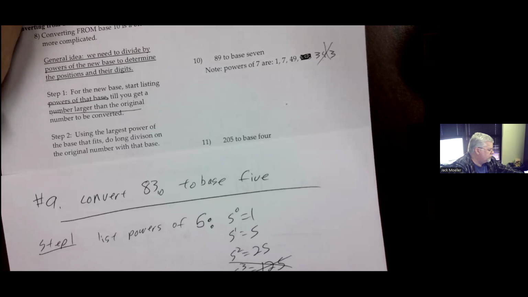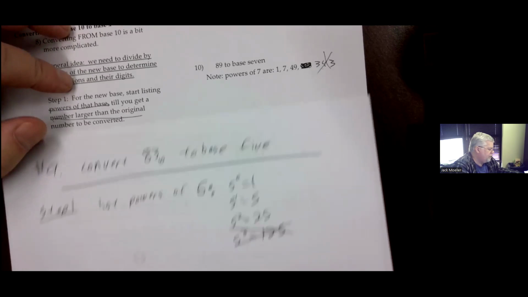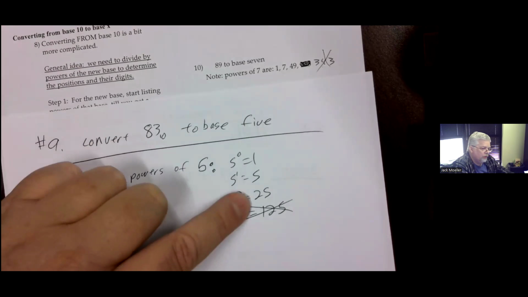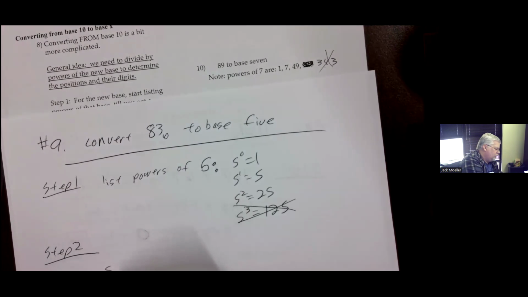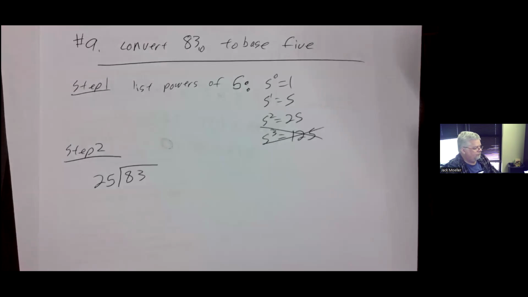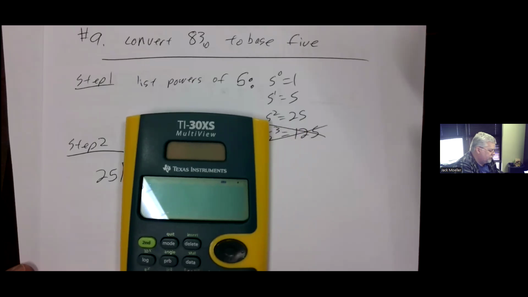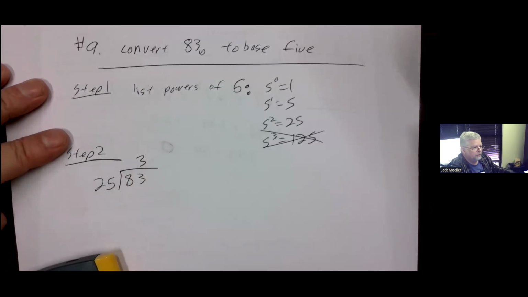Step 2, using the largest power of the base that fits, do long division on the original number. So now we're going to do long division on 83 with 25. That's step 2. We're doing 83 divided by 25. And again, it is perfectly acceptable to use your calculator, but here's what happens. When you do 83 divided by 25, you get 3.32. So we want the 3, but we don't want the decimal.